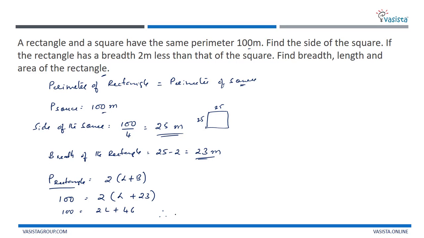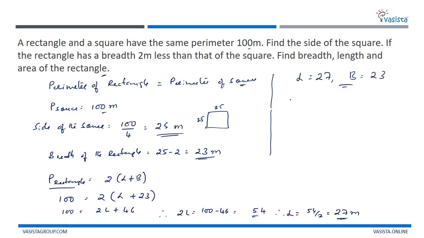So by simplifying, 2L is equal to 100 minus 46, which is going to be 54. So therefore L, length of the rectangle, is equal to how much? 54 by 2, which is going to be 27 meter. Now we are able to find length of a rectangle is 27 and breadth of a rectangle is 23.